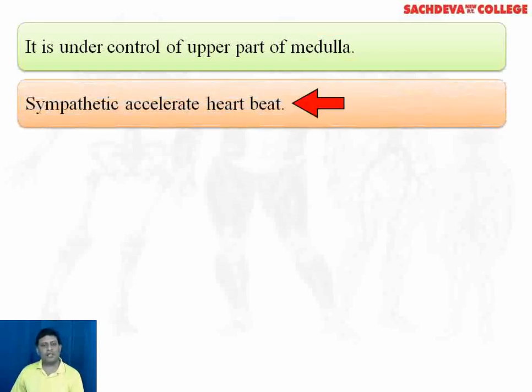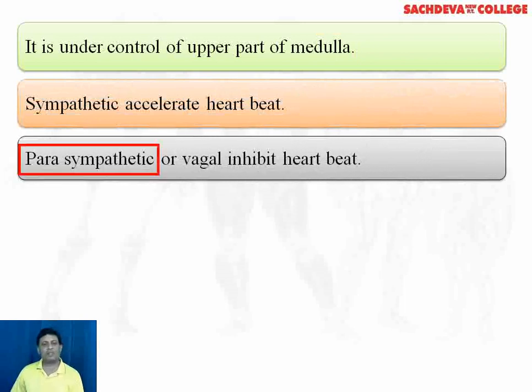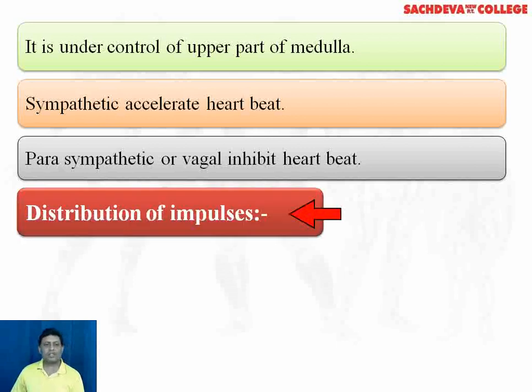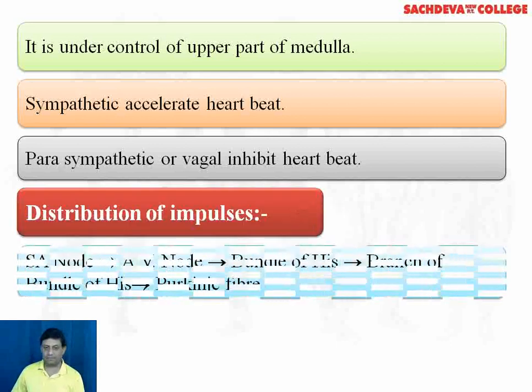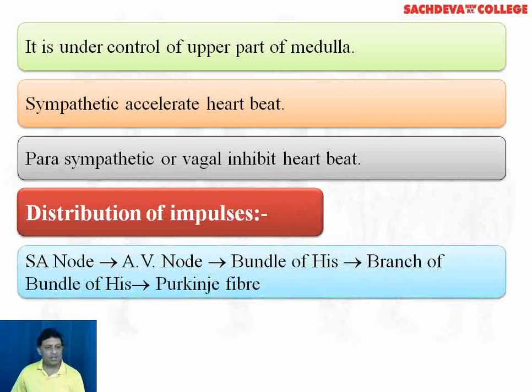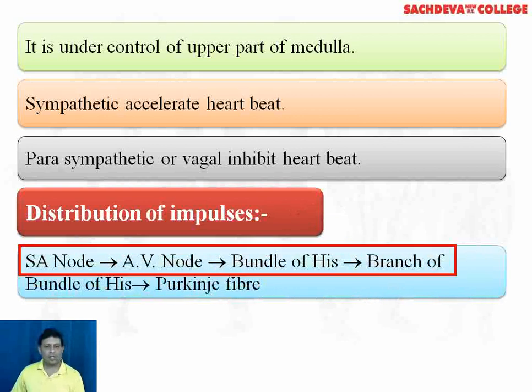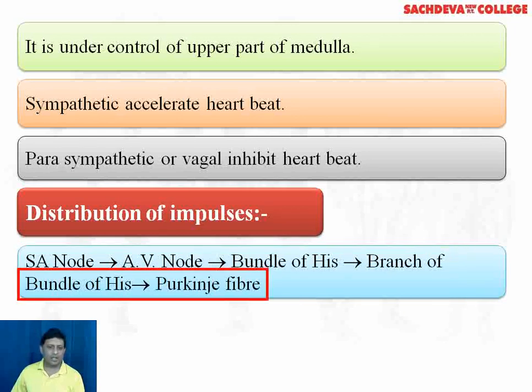The sympathetic nervous system accelerates heartbeat, whereas the parasympathetic nervous system inhibits heartbeat through the vagus nerve. The distribution of the impulse, as we just saw, originates from the SA node, comes to the AV node, the bundle of His, the branch of the bundle of His, and finally to the Purkinje fibers.